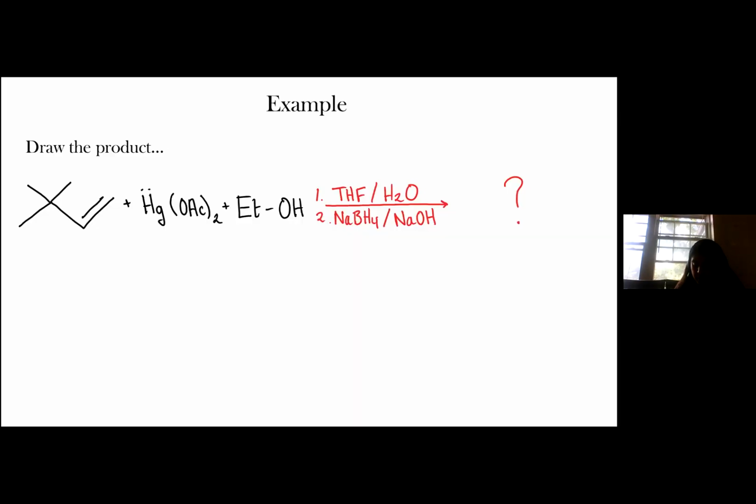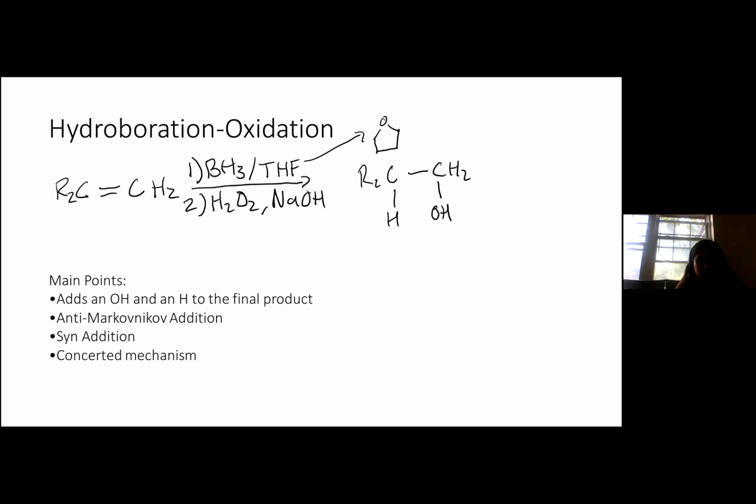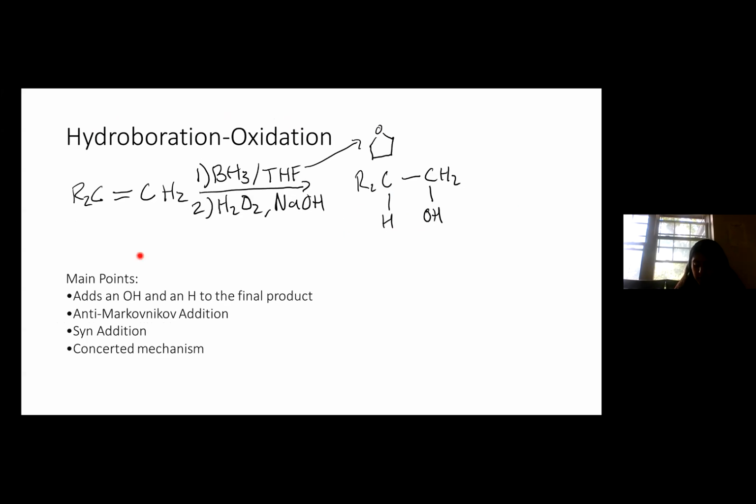Okay. So I'm going to go over a reaction called Hydroboration Oxidation. So the main points for this reaction that I want you guys to remember are these points right here. First, you have an alkene right here, and then you have 2 steps that are going to occur. The first step involves BH3 and THF.